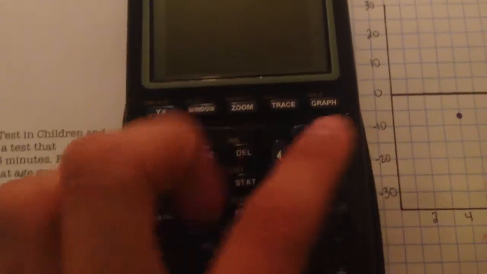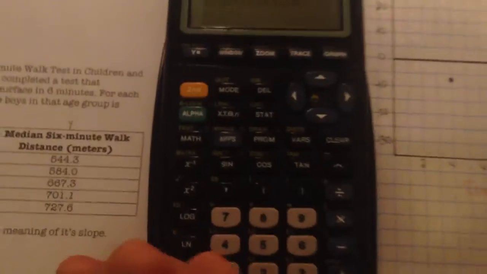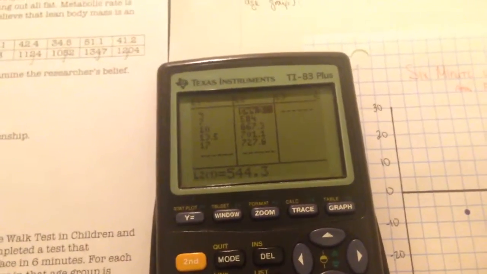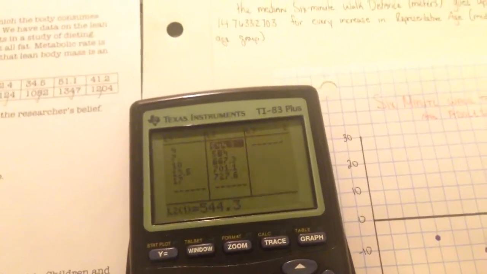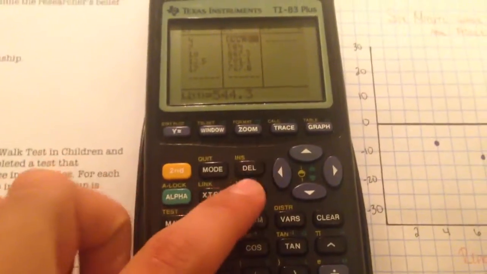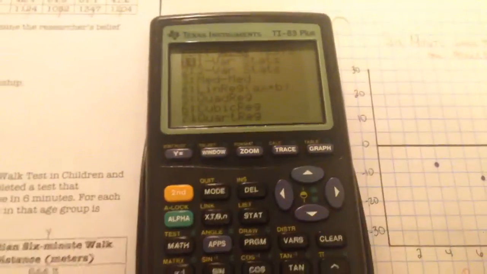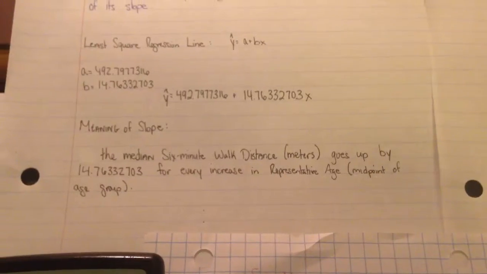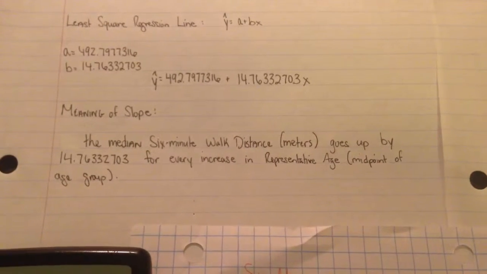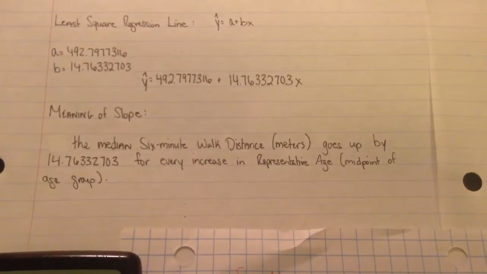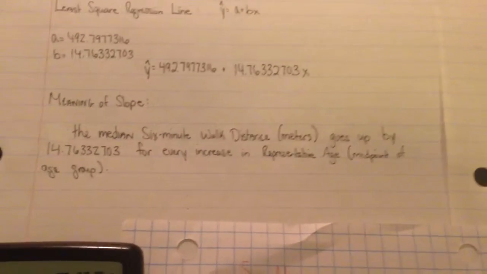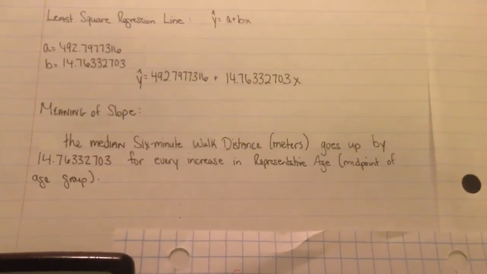So go to Stat, Edit, and your list 1 will be your representative age, while your list 2 will be your median 6-minute walk distances. After you have that, you can go to Stat, Calc, then go down to 8. Then it wants you to determine the meaning of the slope. What I wrote down here says that the median 6-minute walk distance, in meters, goes up by about 14.8 for every increase in the representative age, which is the midpoint of the age group.